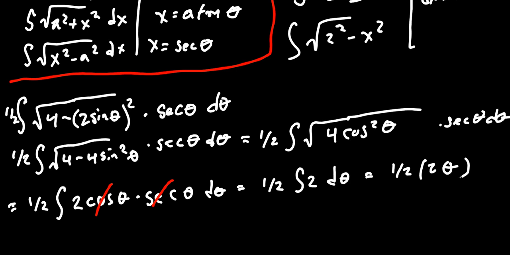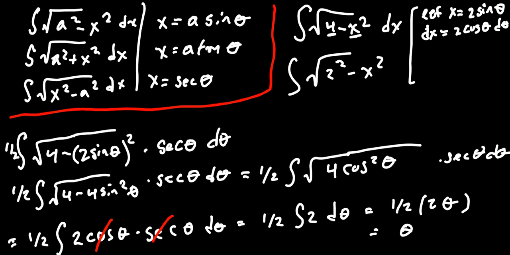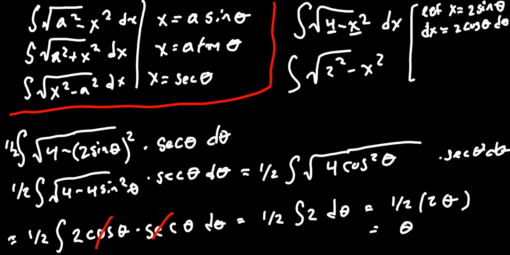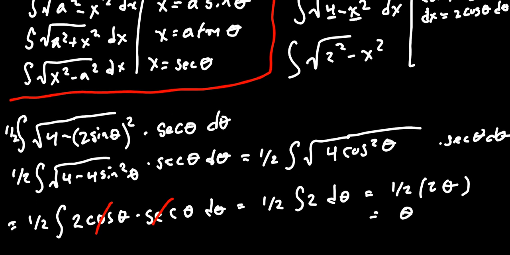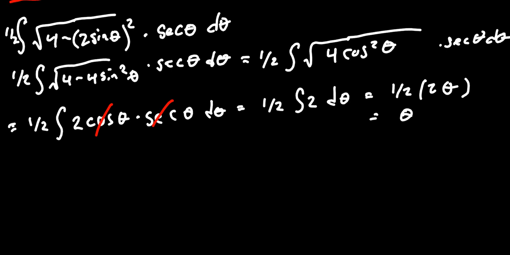And so this is going to equal theta. Now, all we need to do is get our x, because we're asked the integral of the square root of 4 minus x squared, so we need to bring it back to the x world. So remember that x is equal to 2 sine theta. Let's just solve for theta.